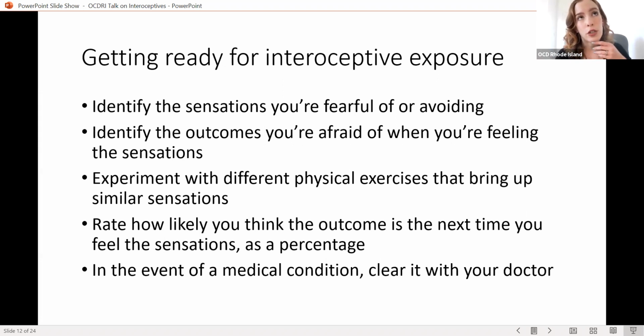Also, in preparation for doing interoceptive exposures, we would want to rate the likelihood of the worst case scenario outcome that the person's afraid of. So things like, how likely is it that you think you're going to have a full-blown panic attack from doing this exercise? How likely is it that you'll have a heart attack? How likely is it that you'll die? And it's whatever the person's afraid of, because we want to ultimately go for changing that expectation with new experiences of the sensations.